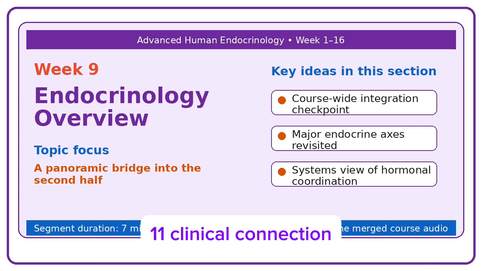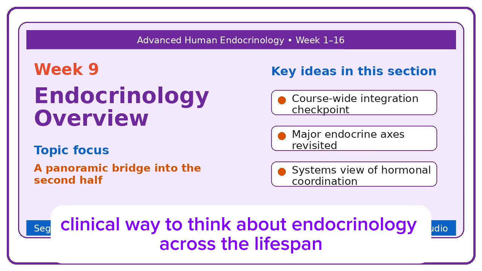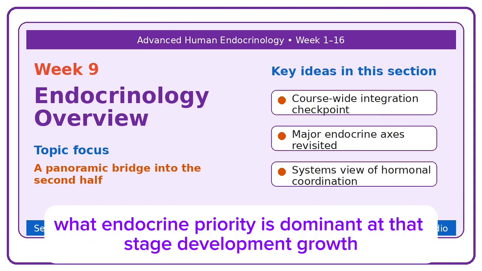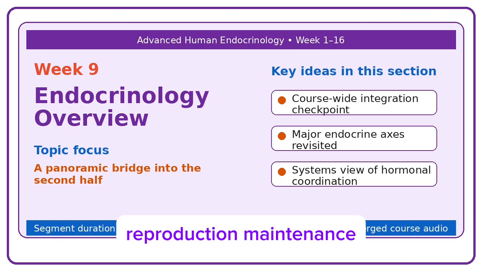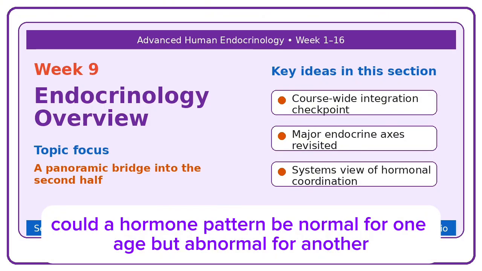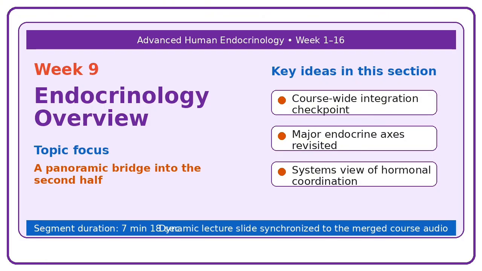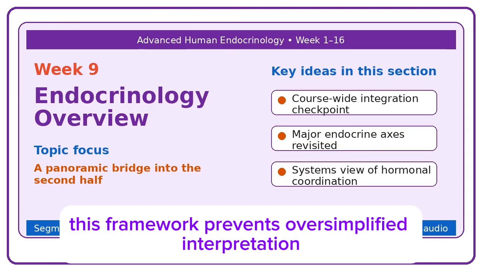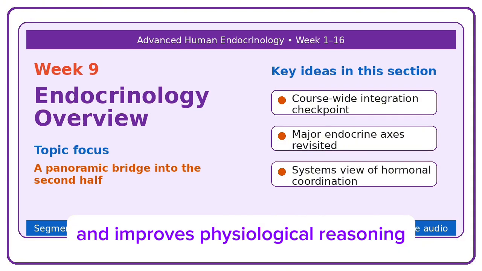11. Clinical connection. A useful clinical way to think about endocrinology across the lifespan is to ask, what life stage is the patient in? What endocrine priority is dominant at that stage? Development, growth, reproduction, maintenance, or adaptation? Could a hormone pattern be normal for one age but abnormal for another? Is the endocrine system failing, adapting, or showing an age-related shift in reserve? This framework prevents oversimplified interpretation and improves physiological reasoning.